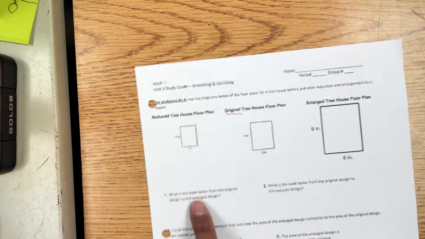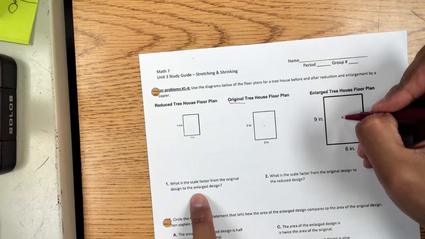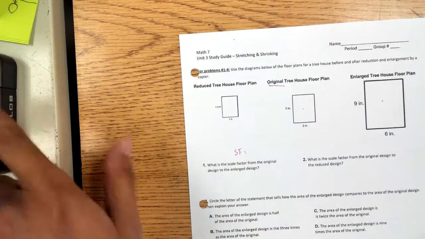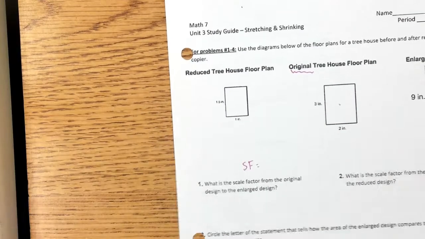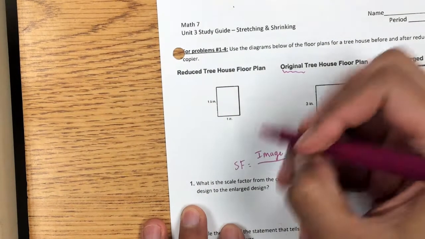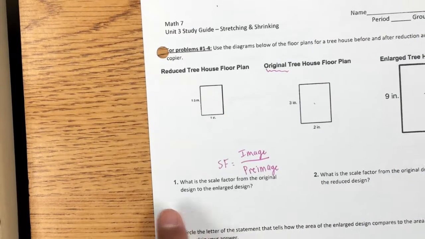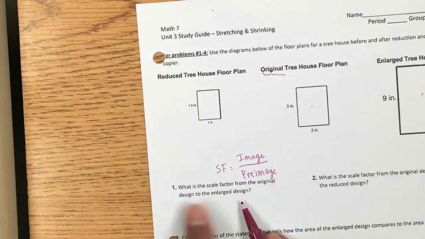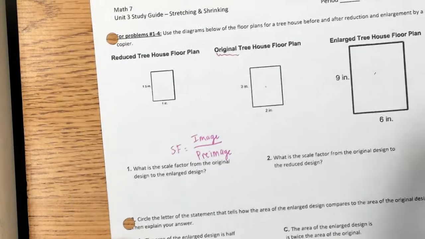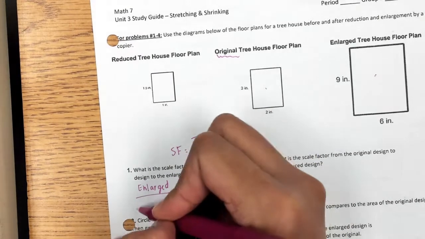Okay. So number 1, what is the scale factor from the original design to the enlarged design? Remember, I'm sure you're getting really tired of me saying this, but it's important: scale factor, how we find it, is image, or our new picture, over our pre-image, or our old figure. So if we want to go from the original design to the enlarged design, the enlarged is going to be our new figure. So the ratio that we're going to write is enlarged over original.